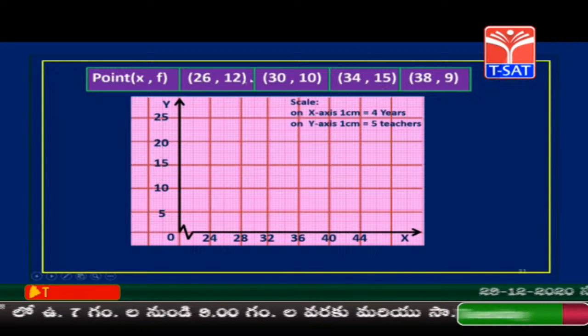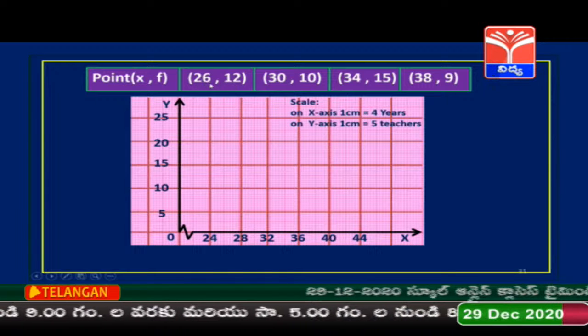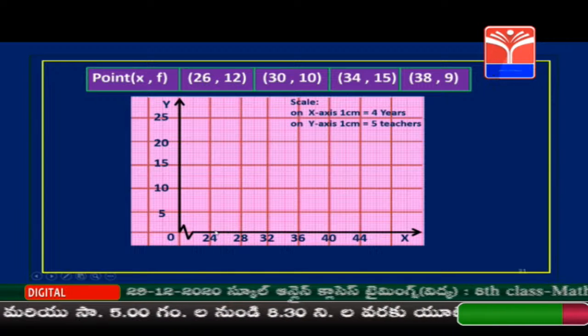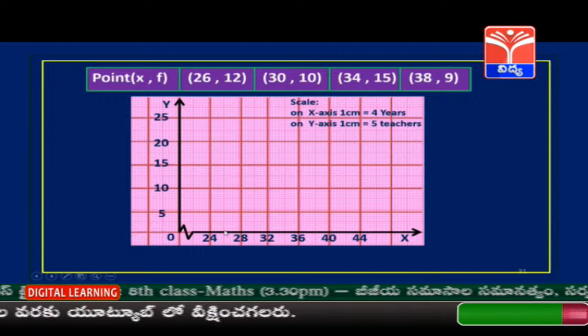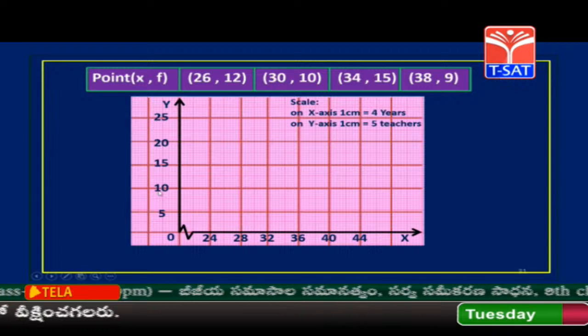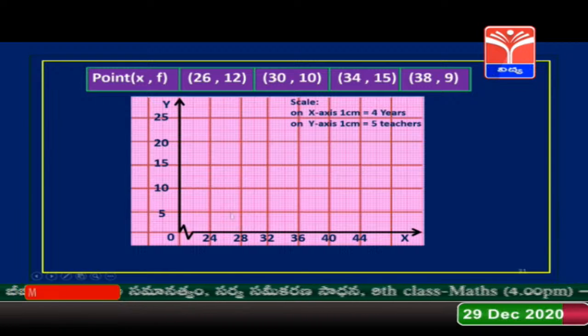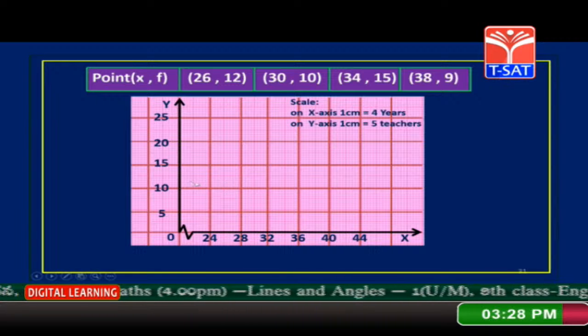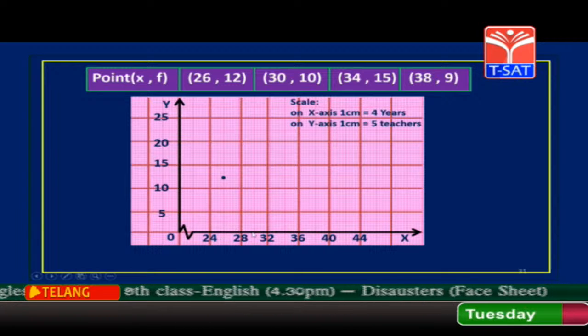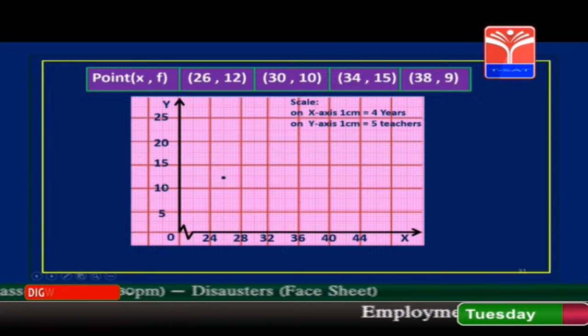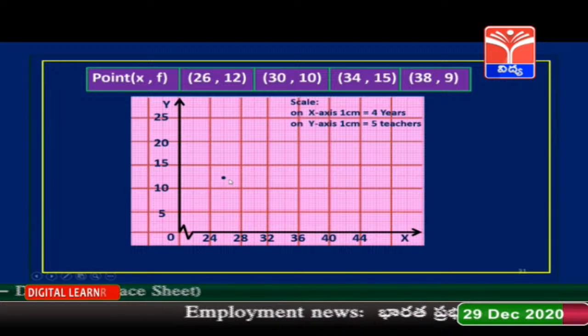Okay children, now what is the first point here? 26 comma 12. See children, where will you get 26 here? Yes, between 24 and 28, where you will get 26. And where will you get 12? Yes, after 10, the 4th line. So where do these two intersect? This is the 26 and this is the 12. Yes, here. So between 24 and 28 at point 26, after 10, the 4th line, 12.